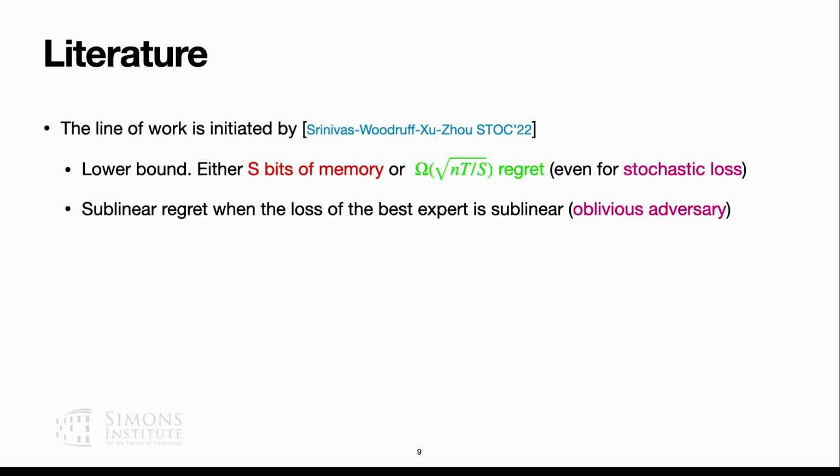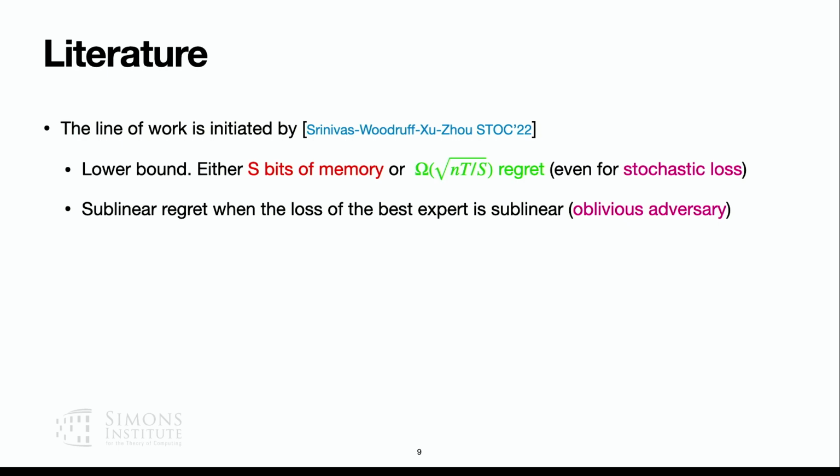Okay. Now let me spend just a few minutes to give an overview of the literature on this problem. This problem was first initiated by a work of Srinivas, Woodruff, Xu, and Zhou. In particular, in their paper, they give a lower bound, showing that any algorithm either uses at least S bits of memory, or the regret is at least square root NT over S. And this lower bound holds even against stochastic loss. That is, the loss sequence is not chosen adversarially, but is drawn from some distribution.